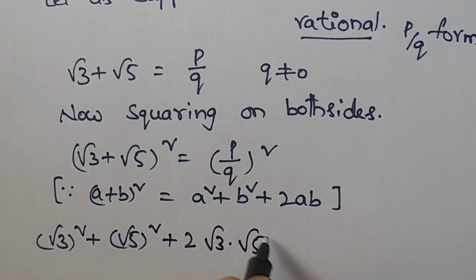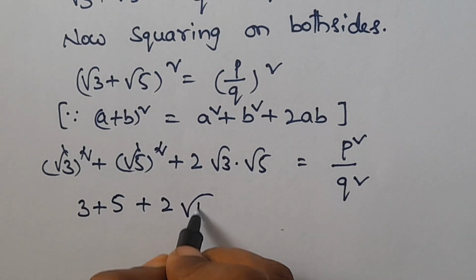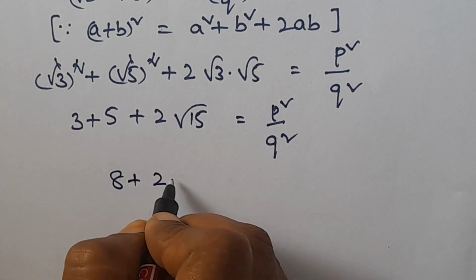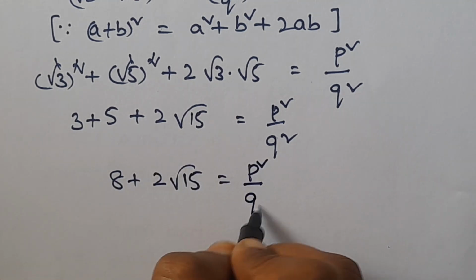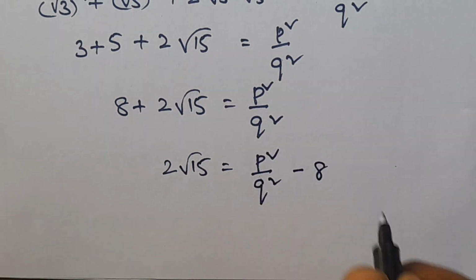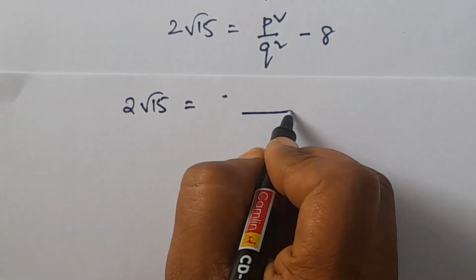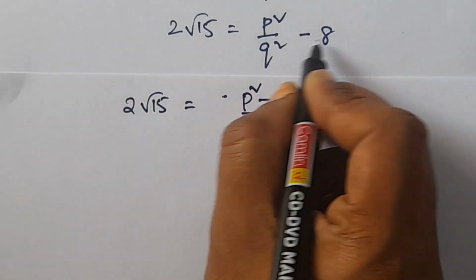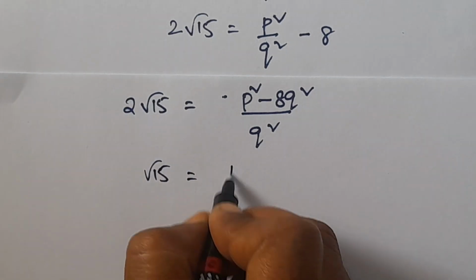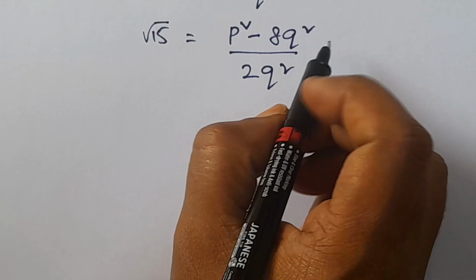That implies root 3 whole square plus root 5 whole square plus 2 into root 3 into root 5 is equal to p square divided by q square. Square and root are cancelled. 3 plus 5 is 8 plus 2 root 15 is equal to p square divided by q square. Therefore 2 root 15 is equal to p square divided by q square minus 8. 2 root 15 is equal to, denominator is q square, numerator is p square minus 8 into q square, 8q square. Therefore root 15 is equal to p square minus 8q square divided by 2q square.